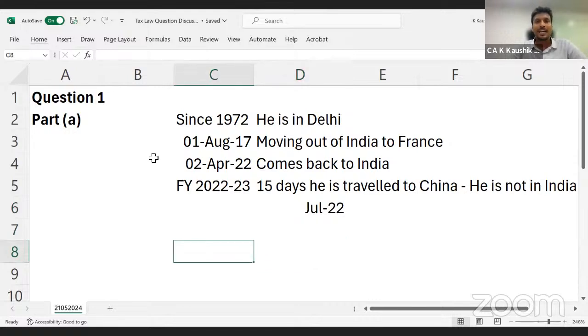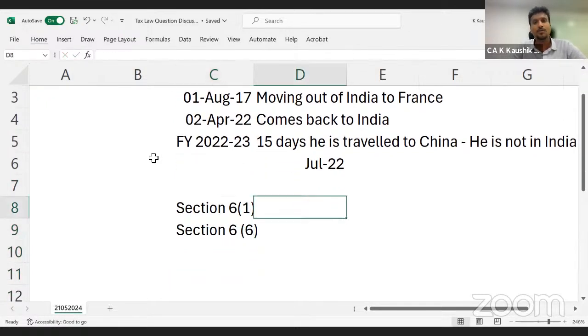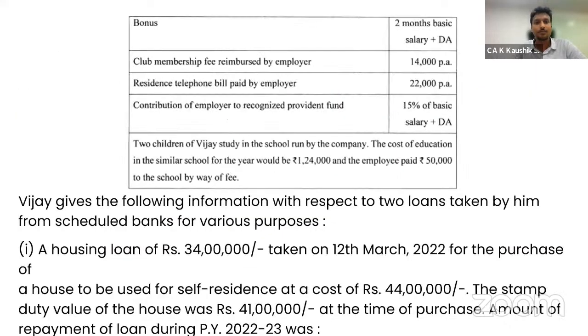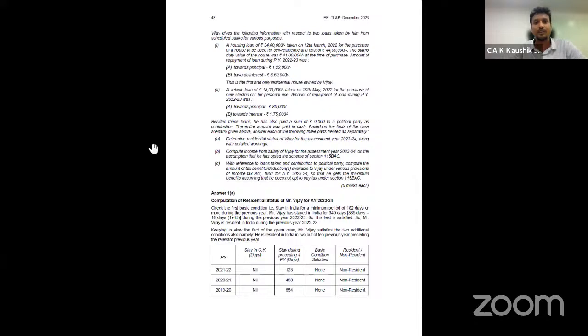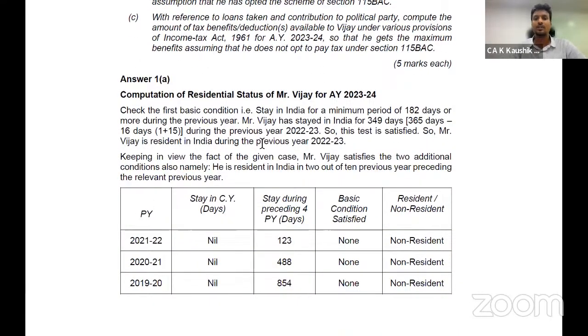So immediately we have the provisions of section 6, subsection 1, and section 6, subsection 6, which deal with the residential status of an individual. Section 6, subsection 1 gives us the immediate conditions. So this is the guideline answer. I'm just showing it as an indication of how things are going.